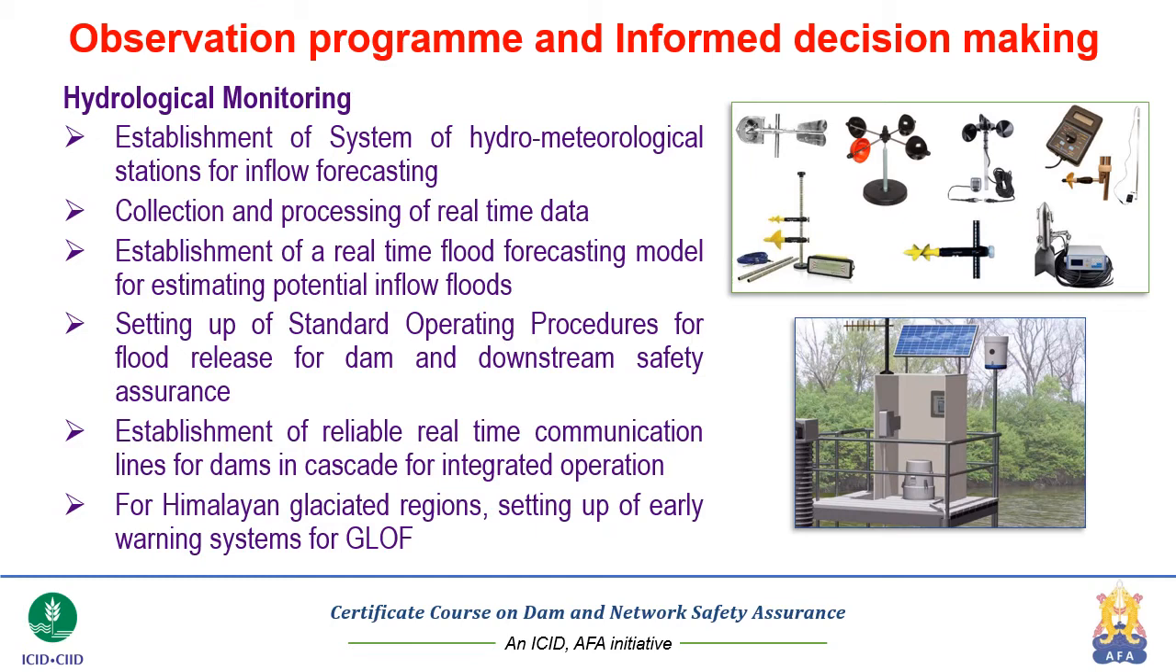If there are multiple dams on the same river or in the same basin, then the operation of one dam may influence another dam which may be downstream, and this combined can create a catastrophe which may have a domino effect and which may multiply if it is not handled properly. In Himalayan glaciated regions, the observation program, especially for the glacial lake outburst flood, is very important, because this flood is a very flash flood that gets generated, and that is very hazardous for the safety of the dam.